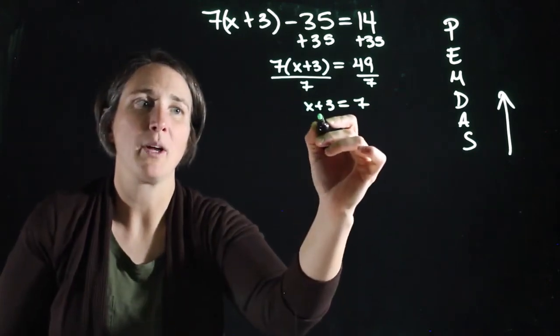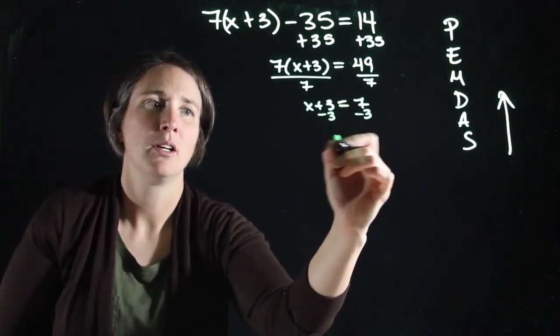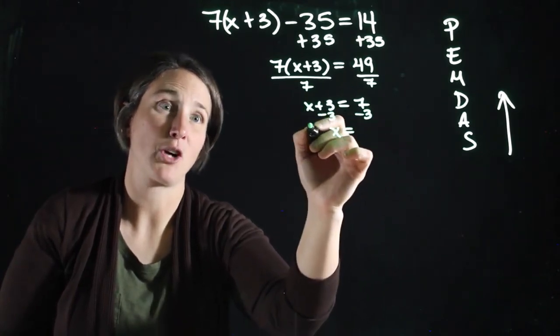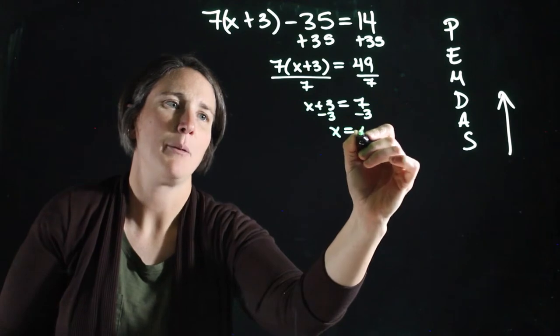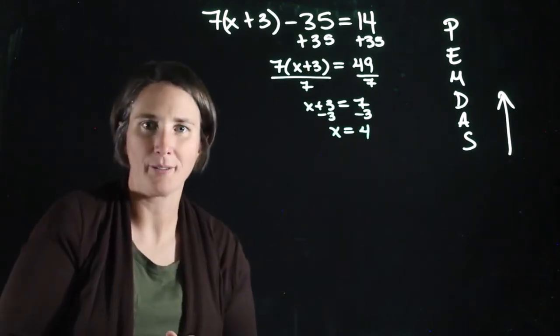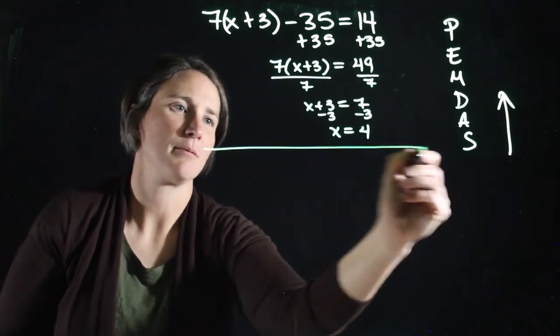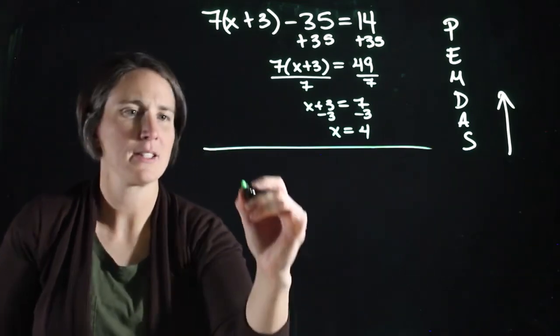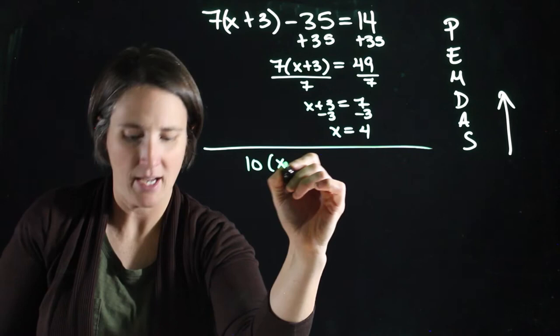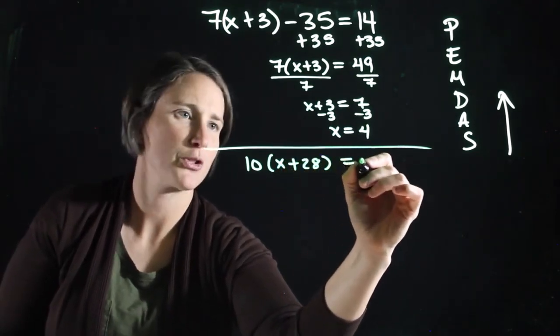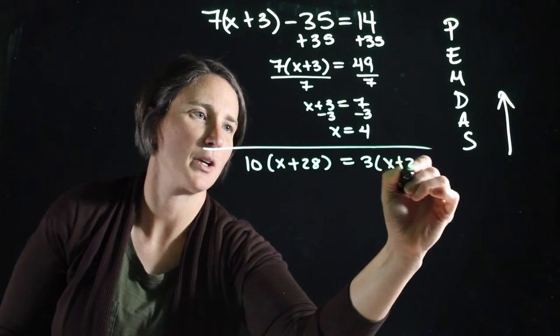So now all we have left to do is get x by itself by using the inverse operation of subtraction to move the 3, and we get x equals 4. Just moving upwards on the order of operations. Let's do one more. Let's look at 10 times the quantity x plus 28 equals 3 times the quantity x plus 21.